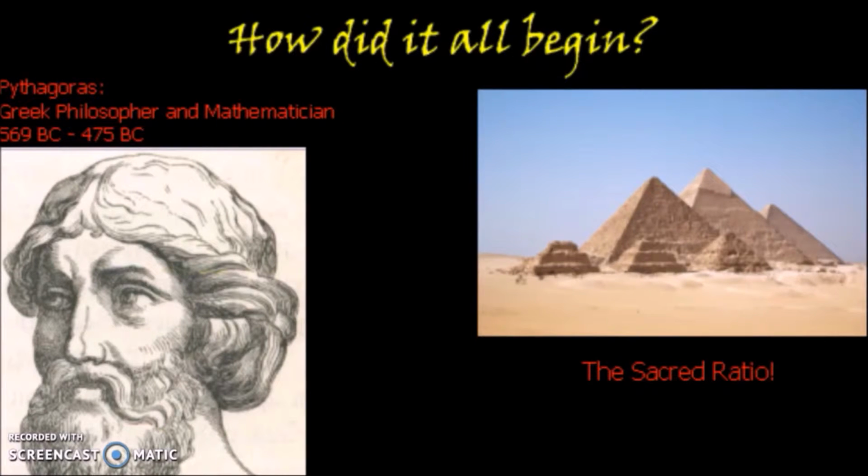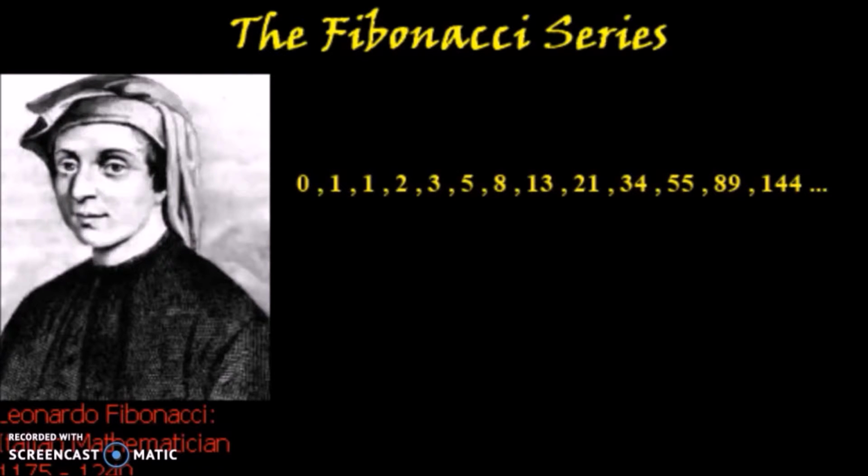To understand the golden ratio better, we need to first look at the Fibonacci series. This sequence was found by Leonardo Fibonacci, an Italian mathematician. This is the Fibonacci sequence. Beginning at 0 and 1, the next number is found by adding the previous two before it. So 0 plus 1 makes 1, 1 plus 1 makes 2, 2 plus 1 makes 3, 3 plus 2 makes 5, 5 plus 3 makes 8, and so on.